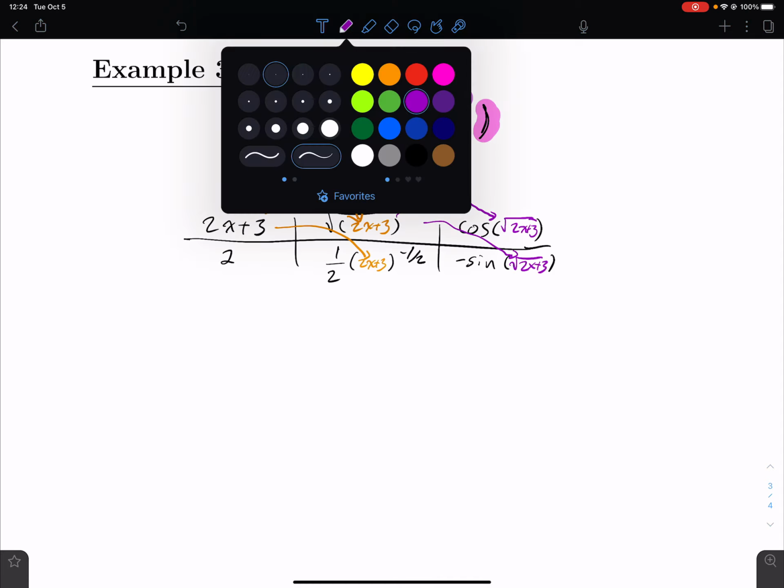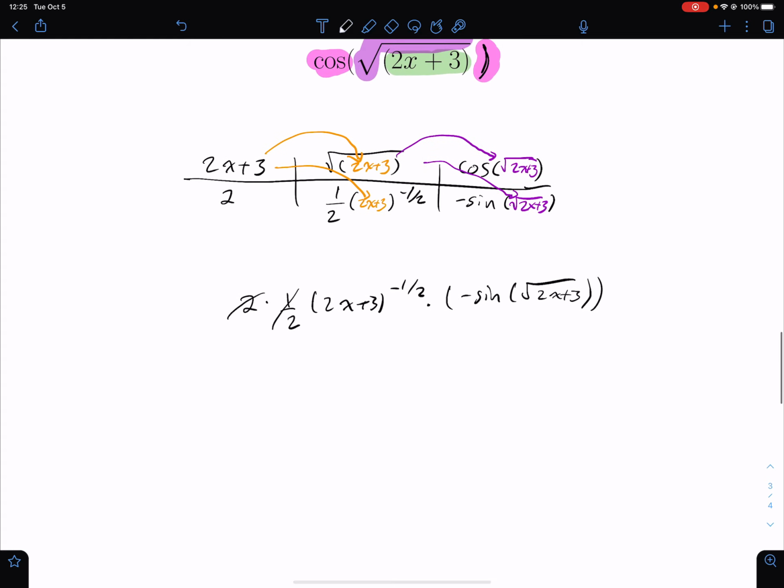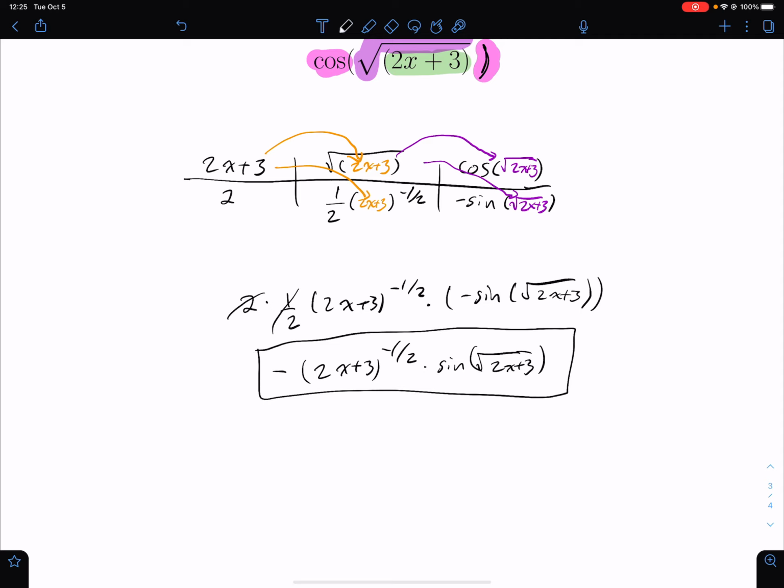And then once again, once I've finished all that, all I'm going to do is read across the bottom. So the answer here will be 2 times 1/2 times 2x plus 3 to the negative 1/2 times, be careful with this because this should be multiplied, sine of square root, close another parentheses. To make this look pretty, I can cancel those. So I've got 2x plus 3 to the negative 1/2. Pull that negative to the front, times sine of root 2x plus 3. Slap a parentheses on there because that looks weird. And that's the answer.